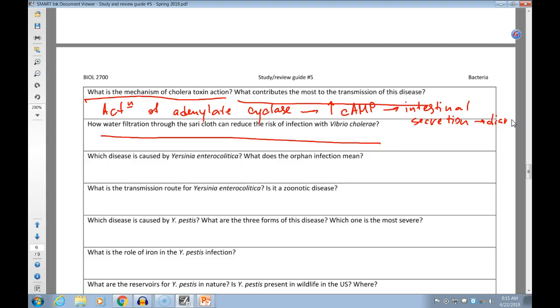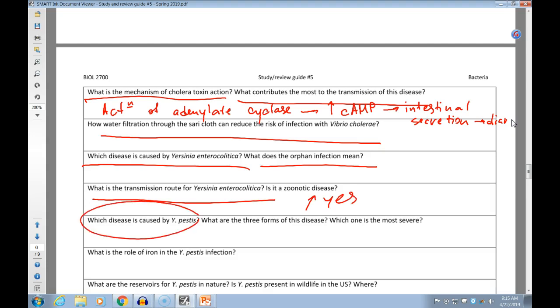Okay. Yersinia enterocolitica, diarrheal disease from animals, can be transmitted with the blood. Orphan infection means, I mentioned that, neglected. Nobody actually remembers it. Transmission route, oral, it is a zoonotic disease. Yersinia pestis, what you need to know, it's plague. Okay, 3 forms: bubonic, pneumonic, septicemic. Septicemic is the most severe. Iron is critical for successful replication of Yersinia pestis.